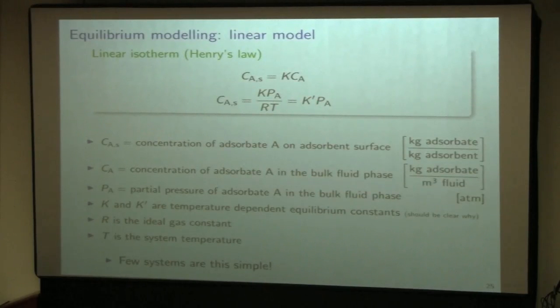So that's a linear system. And as I said over there, few systems are that simple. But what we'll see in class tomorrow is that in many cases that holds for dilute systems as well. So essentially what we're saying is that if I plot CA over here, the concentration in my bulk, against the concentration of adsorbate that's loaded up on the adsorbent, it's essentially just a straight line like that, with slope K. So it's trivial to calculate what that slope K is from a lab experiment.